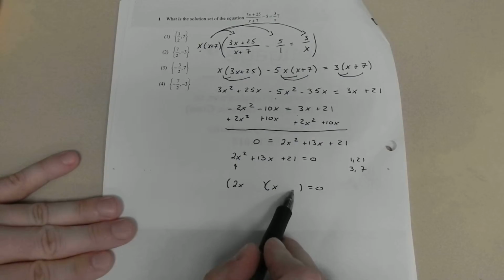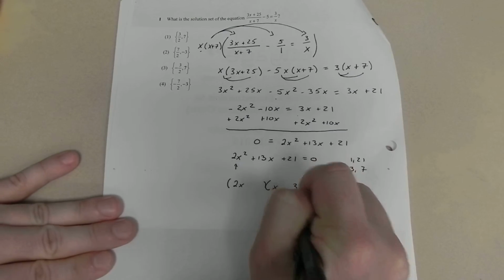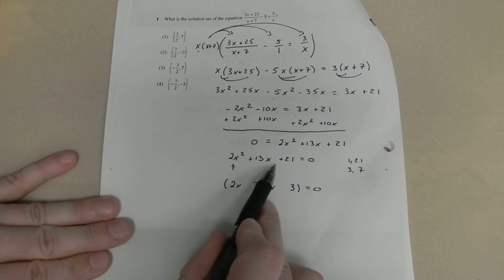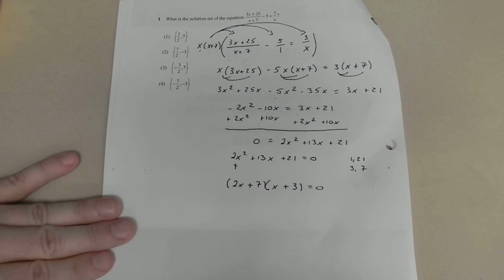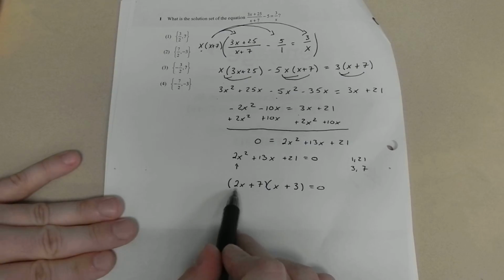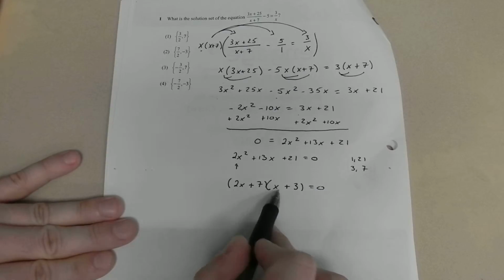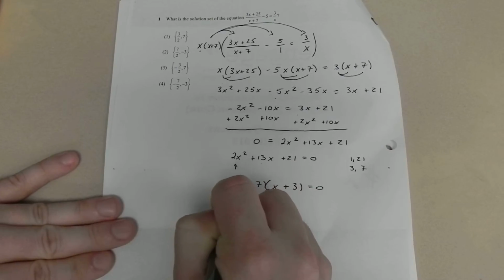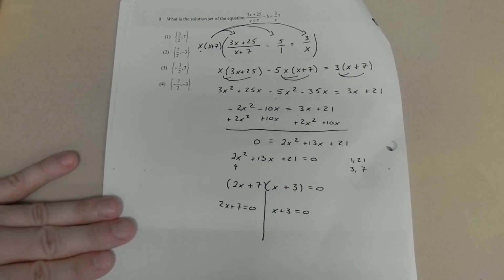2 times 3 is 6. 7 times 1 is 7. I think if I put a 3 here and a 7 here, they multiply to be positive, they combine to be positive. Both positive, that should check. 2x times 3 would be 6x. 7 times x is 7x. That would combine to be 13x. Let's now set each of these factors equal to 0 and solve.